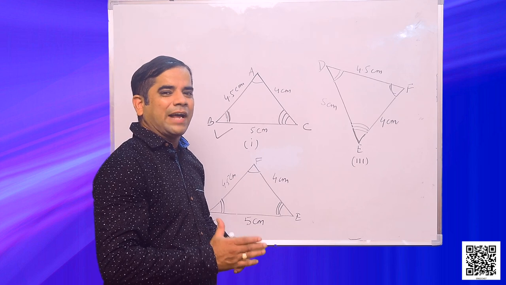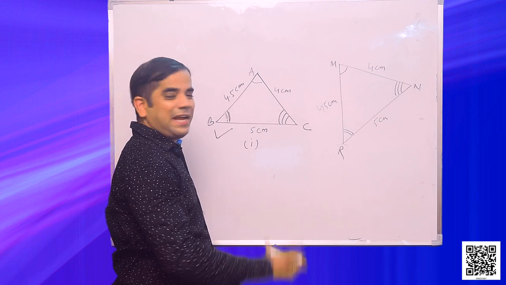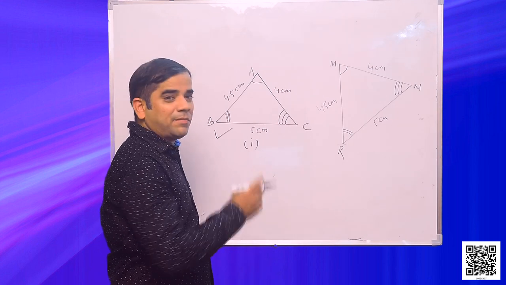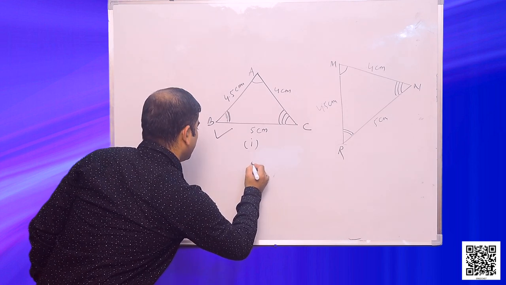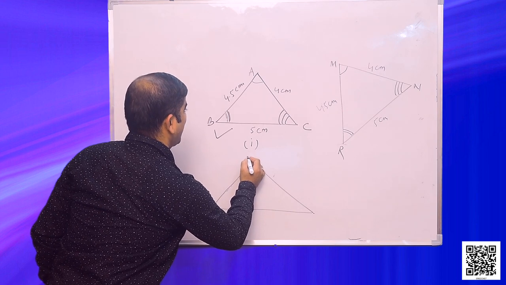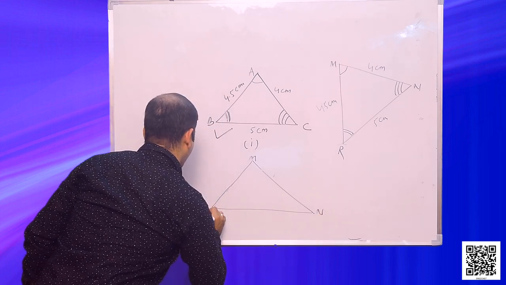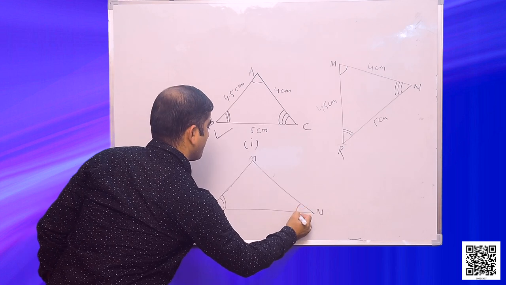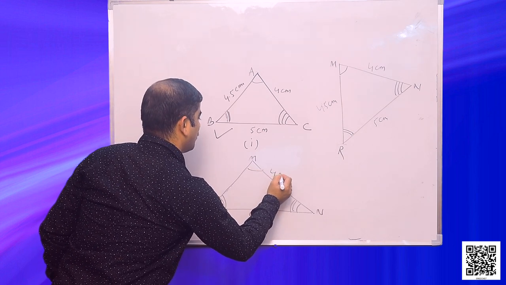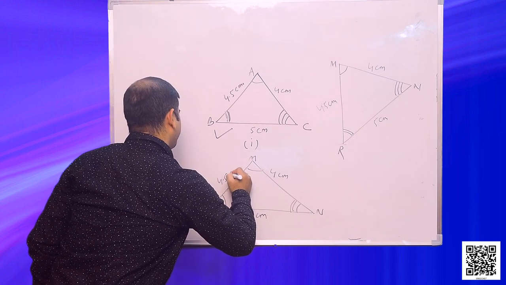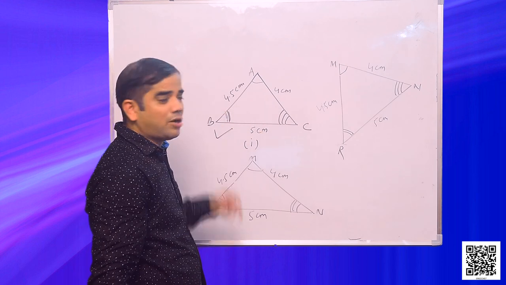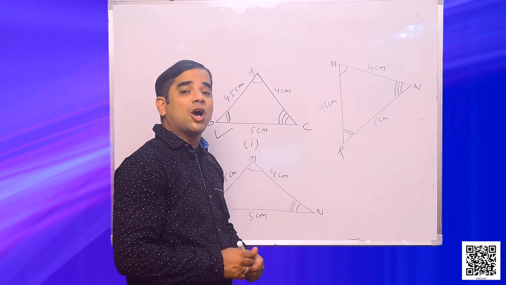Okay? Let us see what happens with triangle number 4. So students, if I rotate this triangle clockwise so that the base of the triangle becomes NR with the vertex M at the top of the triangle, we'll have the triangle like this. So this is your M, N and R. Okay? So RN is 5 cm, MN is 4 cm and RM is 4.5 cm. So you can clearly observe that the corresponding sides and the corresponding angles are equal to each other. That means these two triangles are also congruent to each other.